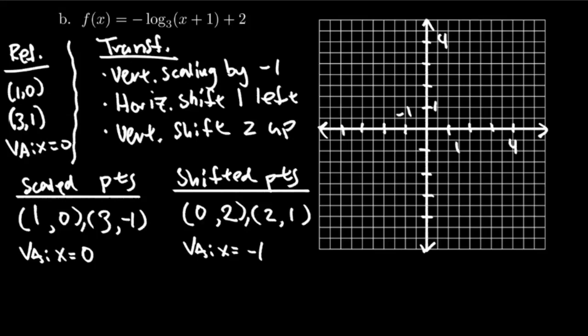So at 0, 2, we have a point. And then at 2, 1, we also have another point. And at x equals -1, we have a vertical asymptote. If you want to plot a few more points, you can, just for accuracy. But essentially, the curve you're going to get is this.